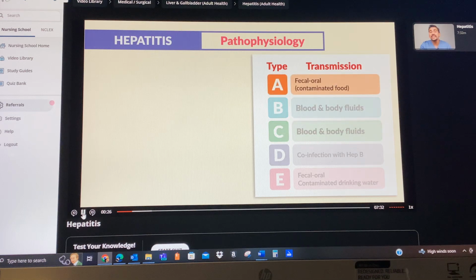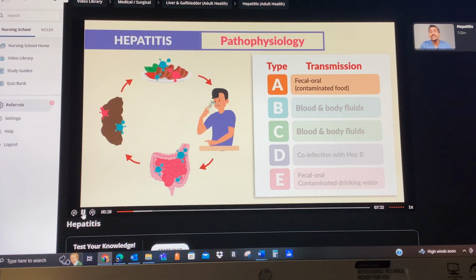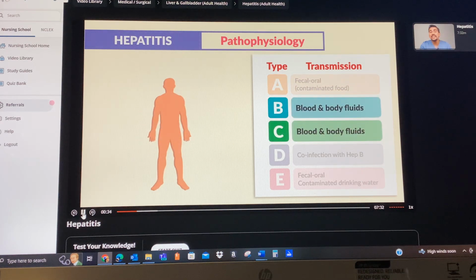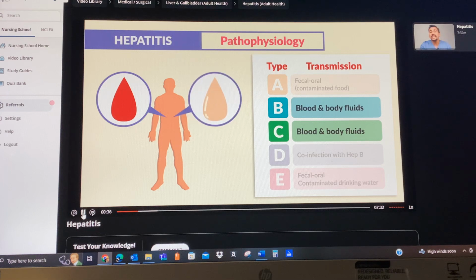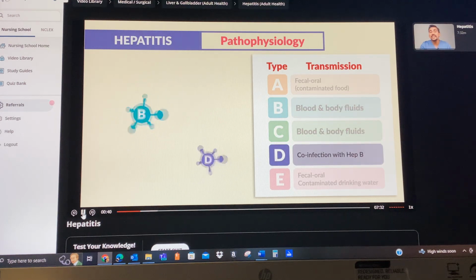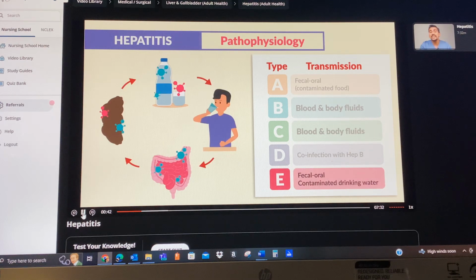So starting at the top, type A is transmitted by fecal-oral route, typically through contaminated food. And B and C are typically transmitted from blood and body fluids. Now D is a co-infection with type B, and E is the fecal-oral route, typically contracted from contaminated drinking water.